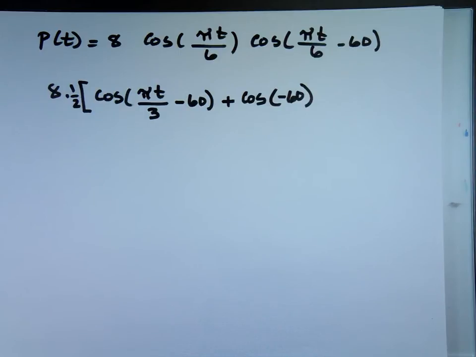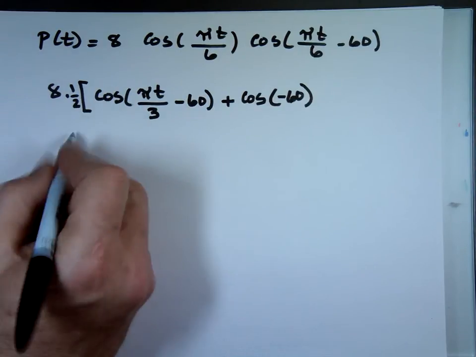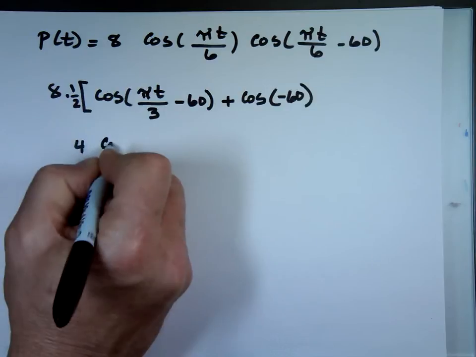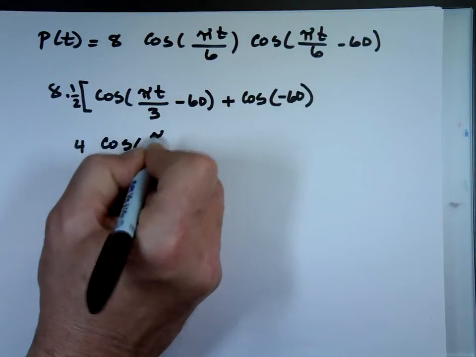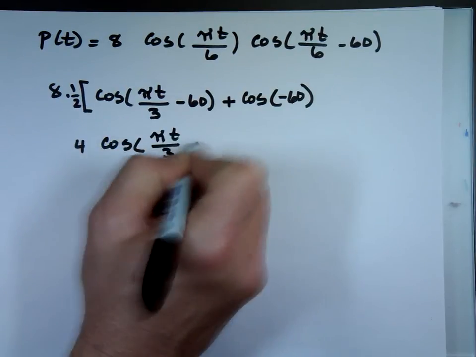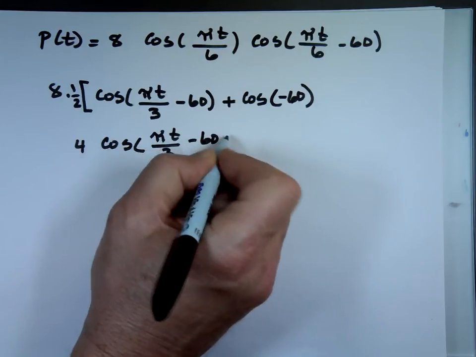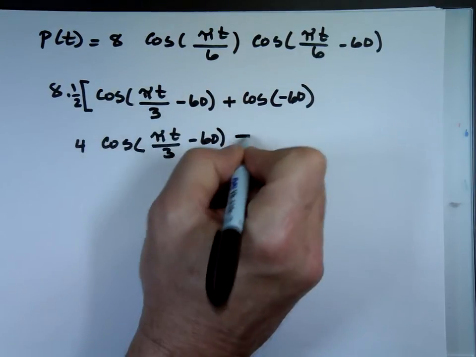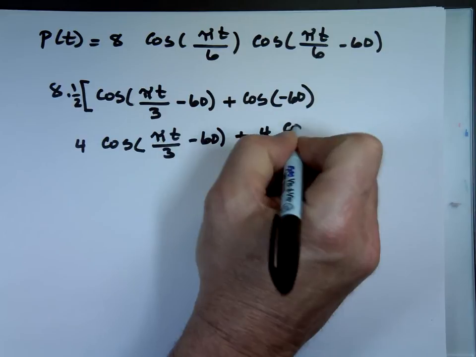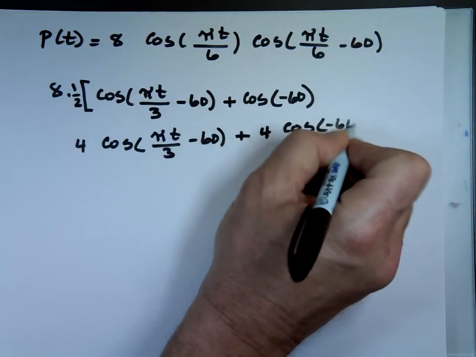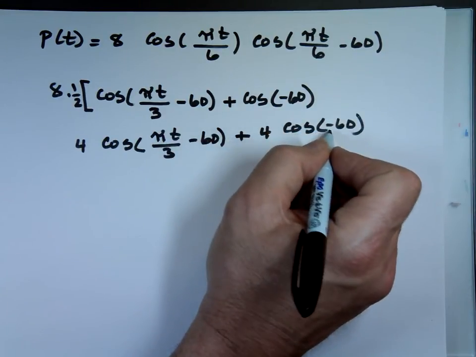Eight, that's 4. Distribute the 4 through. I think cosine negative 60 is not 1/2. 1/2 times 4, that's a 2.